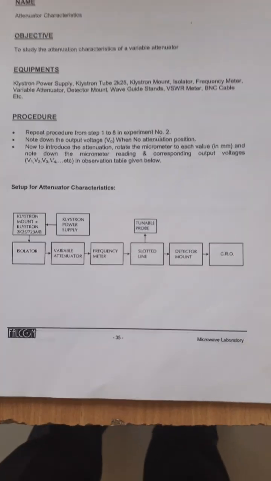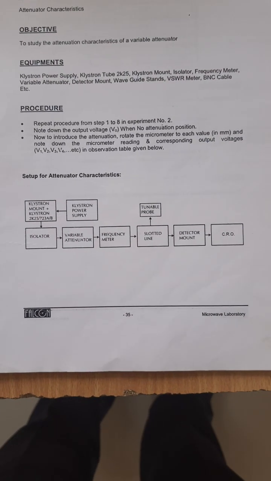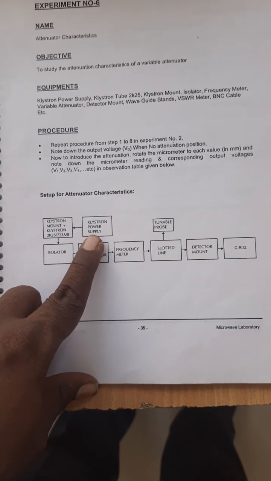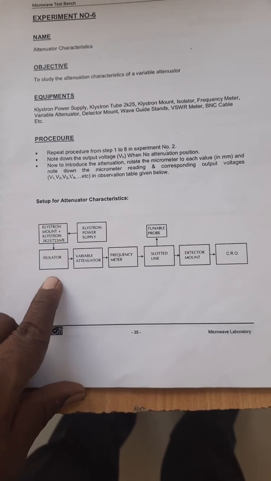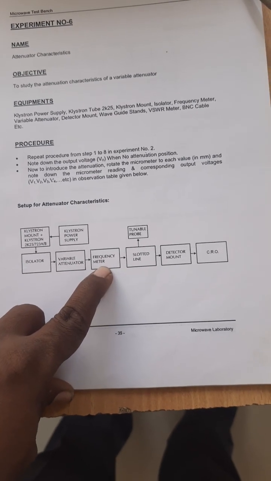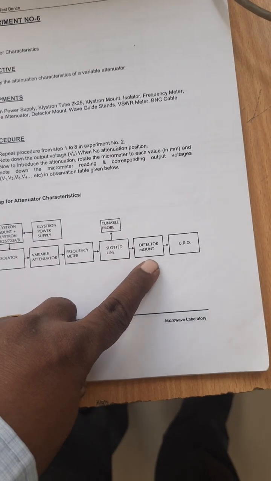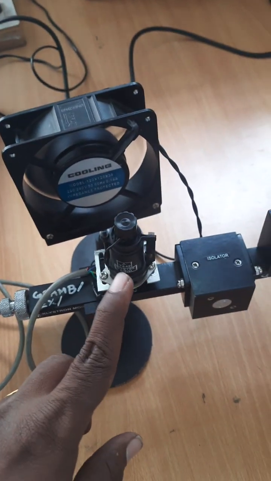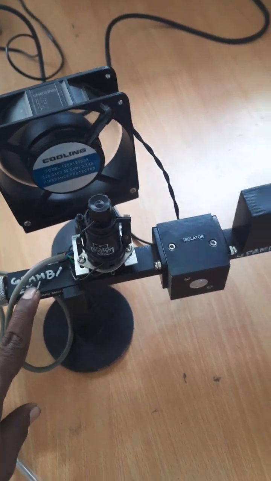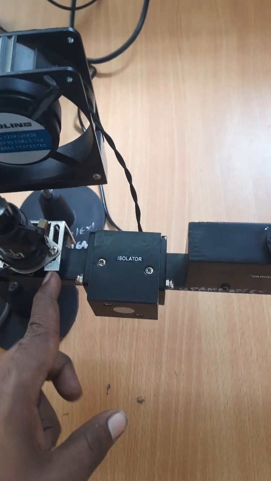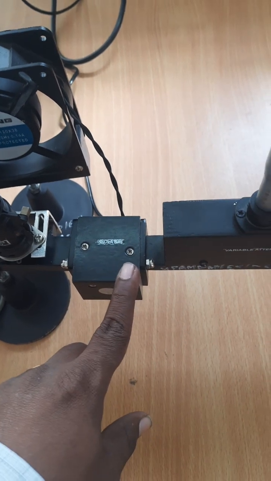So let us have a look at the block diagram for the attenuator characteristics. Klystron power supply gets connected to the Klystron mount, then it is connected to the isolator, variable attenuator, frequency meter, slotted line, detector mount and CRO. The Klystron power supply gets connected to the Klystron with the help of Klystron mount, then through flange nut-bolt arrangement the Klystron mount gets connected to the isolator.